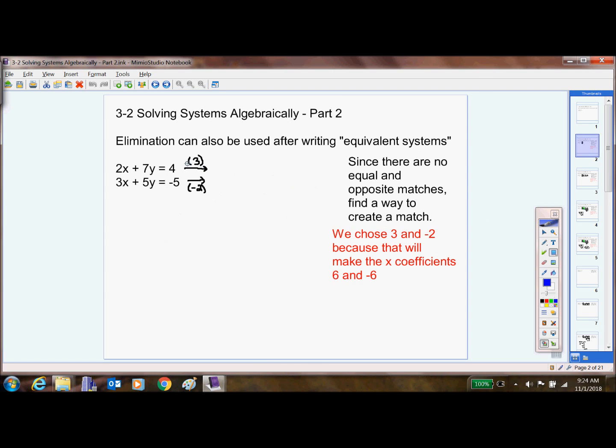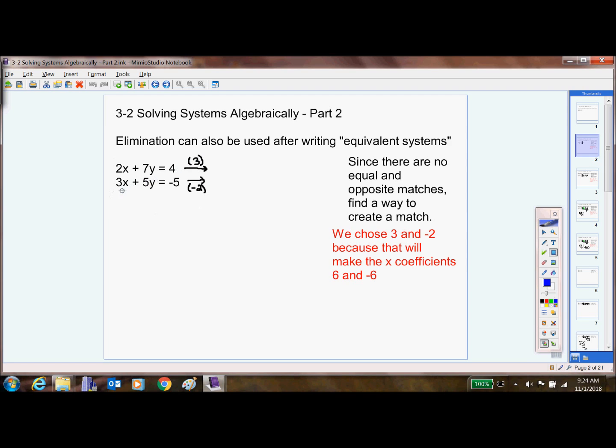What we want to do is multiply by something. Like, for example, if I multiplied this one by 3 and I multiplied this one by 2, in both cases we're going to get a 6. You're trying to make an equal number somewhere attached to one of the variables. So 3 times 2 gives me 6. 2 times 3 gives me 6. And then I pick a negative because I want one of them to be negative, so when I add them, they eliminate.